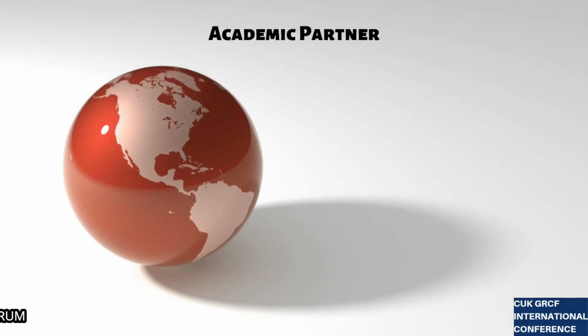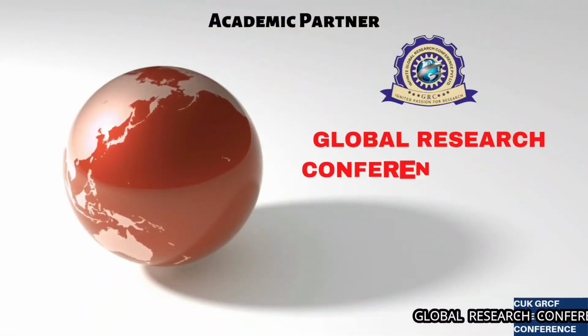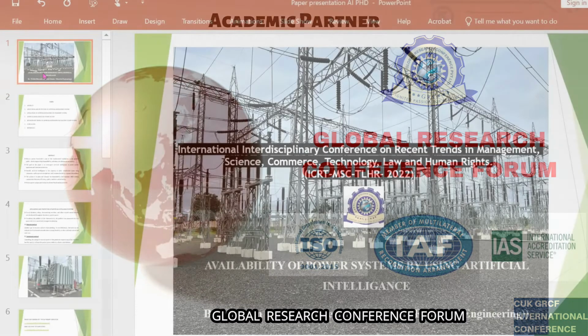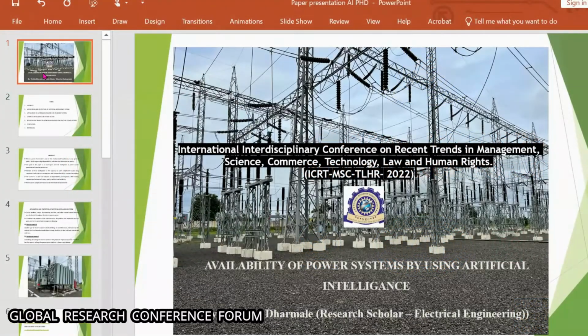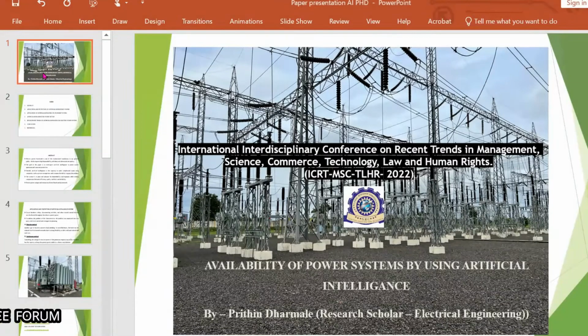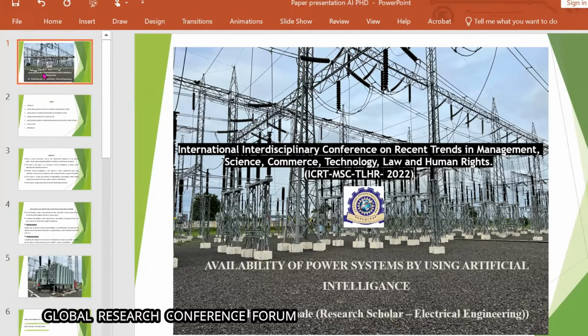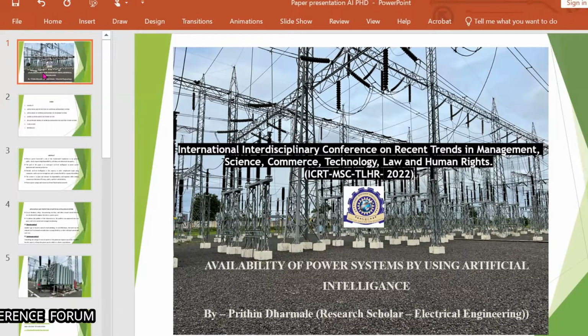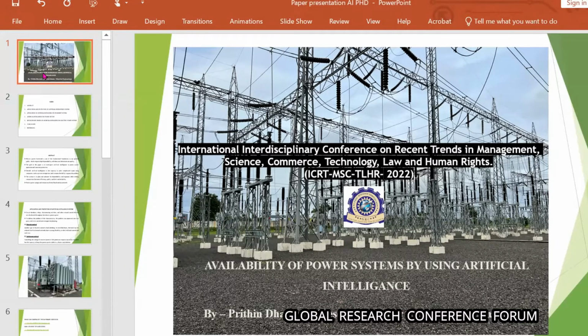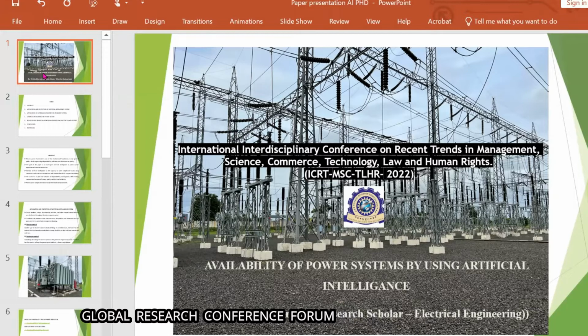My paper presentation topic is availability of power system by using artificial intelligence. Nowadays, we all know that electricity is in huge demand throughout India, and especially there is a vast difference between the urban and rural areas. And why not use artificial intelligence in the present day system?